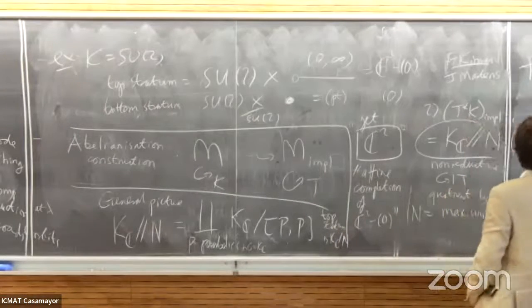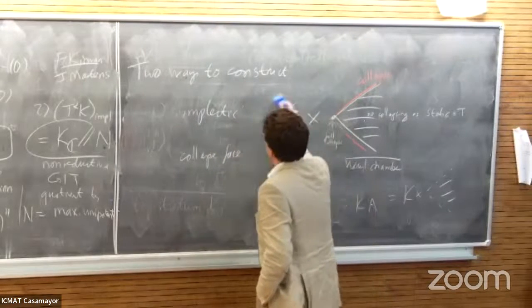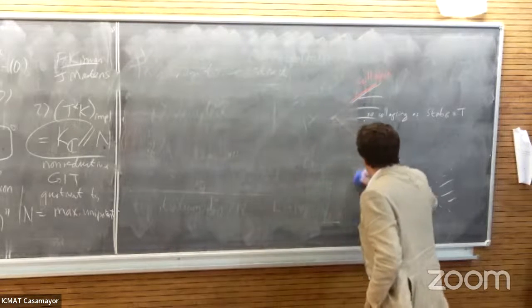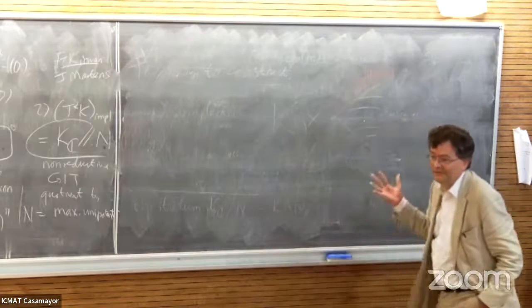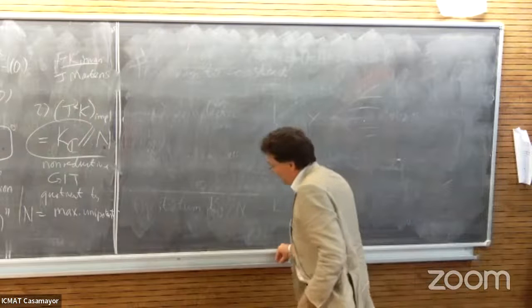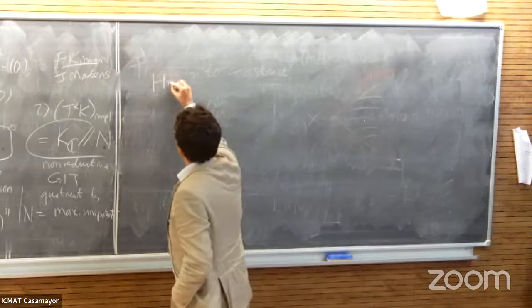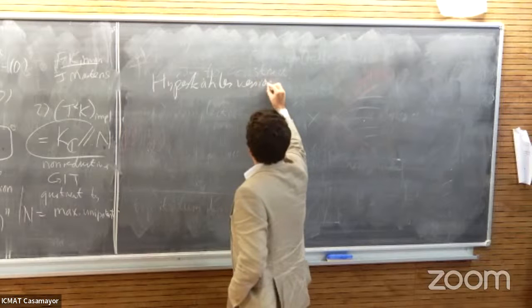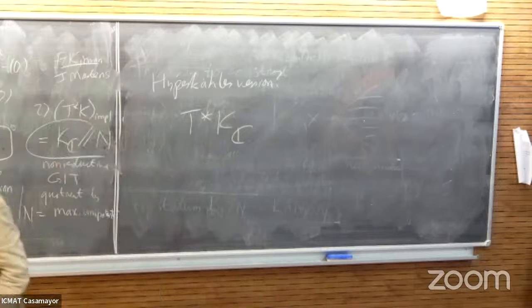Now, of course, if we have a symplectic construction, then obviously those of us from a certain geometric school will always want to try and find a hyperkahler or at least holomorphic symplectic version of this. This is a very common strategy, of course. Hyperkahler version. Well, we want to replace T star K by T star KC now.